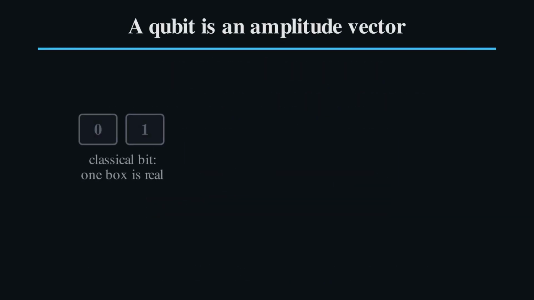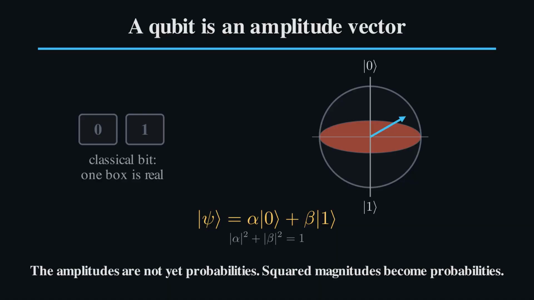Start with the smallest unit, the qubit. A classical bit is either 0 or 1. A qubit has two basis states too, called ket 0 and ket 1, but its state is a weighted combination of both. The weights are amplitudes, usually written alpha and beta. Their squared magnitudes become measurement probabilities.